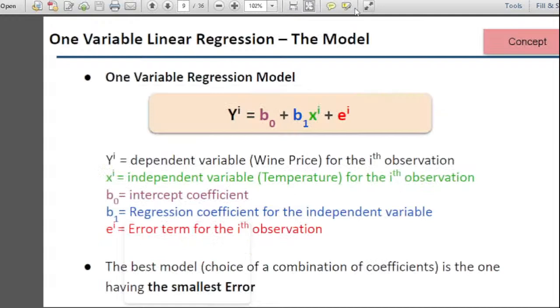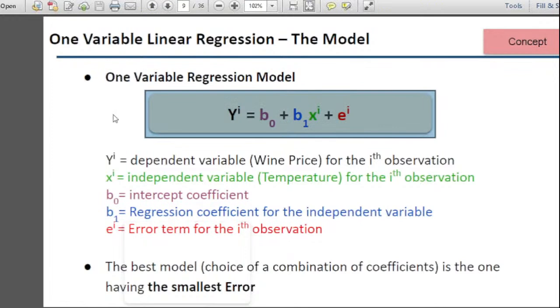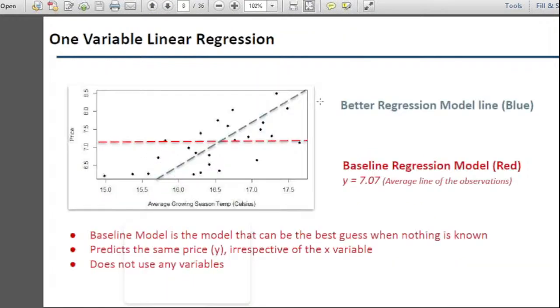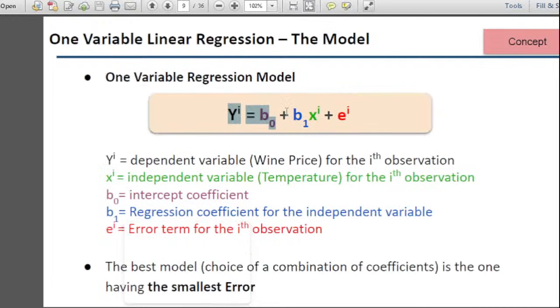Now, one variable regression model: because we are doing linear regression, it's going to be an equation of a line, y is equal to mx plus c. I'm sure all of you know it. Y is equal to B0 plus B1 x plus e. B0 is the constant, B1 is the coefficient of x, and then there is this e term, error. What is this error term? We are going to understand this first and then we will move further.